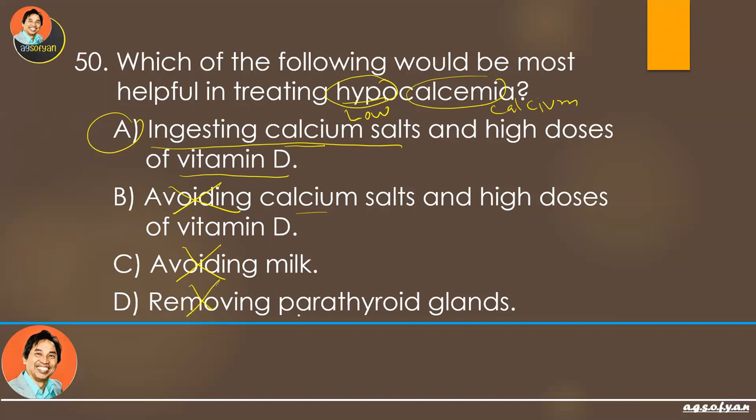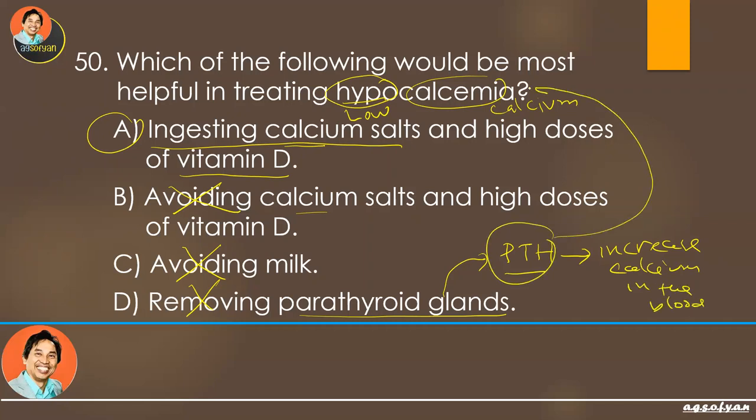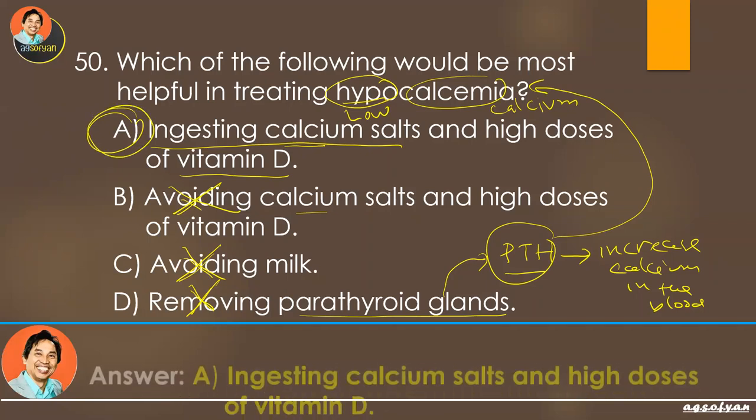Removing the parathyroid gland is also wrong, because the parathyroid gland produces a hormone called PTH, parathyroid hormone. This PTH actually increases calcium in the blood. So we need this PTH in this condition, in this hypocalcemia. So this is incorrect. The correct one should be A.